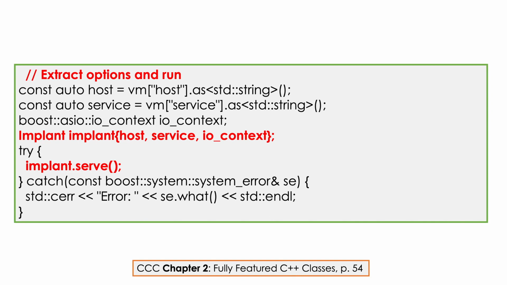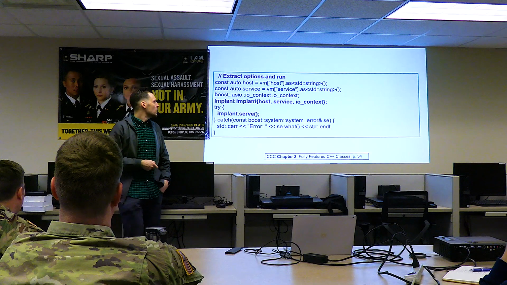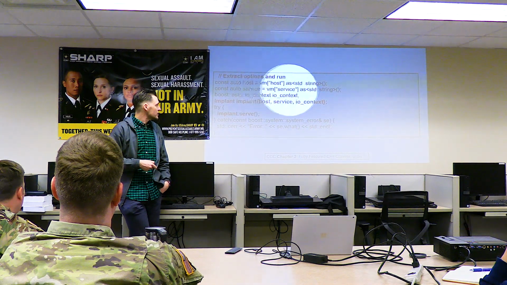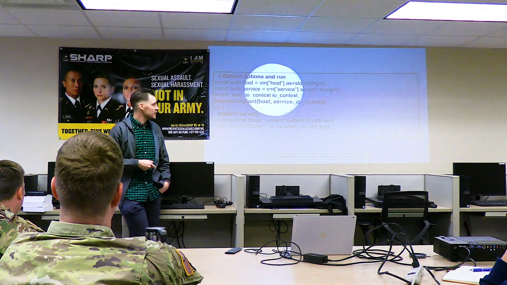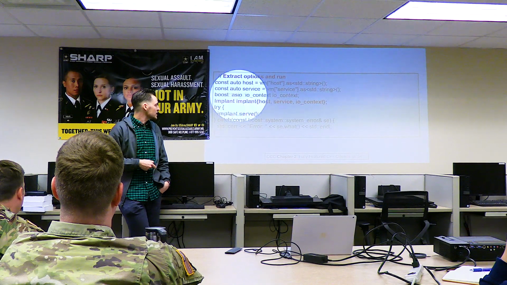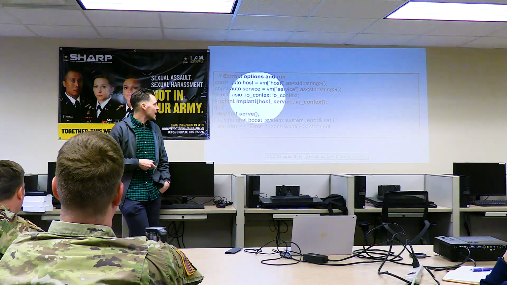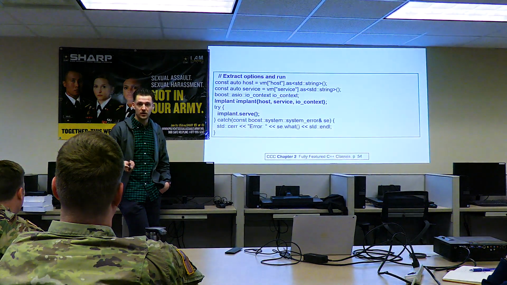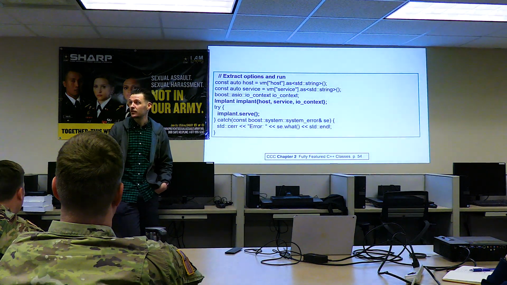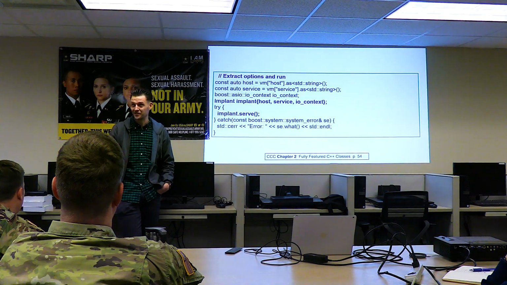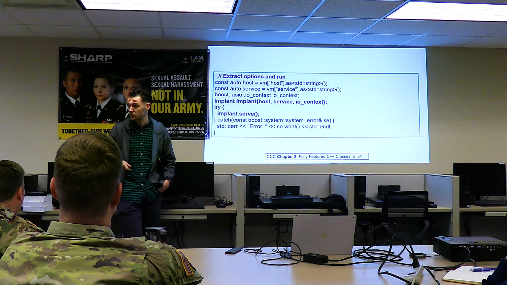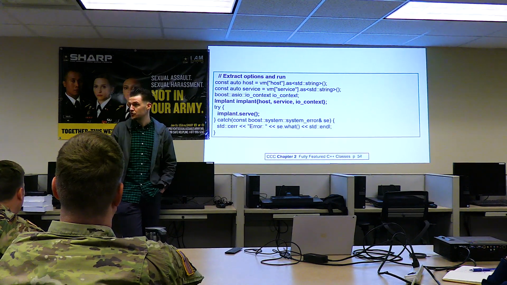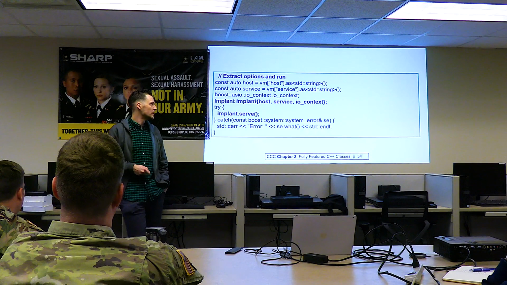So once we've parsed the options and we've checked them for sanity, now we're ready to launch our implant, right? So you've got a host variable, a service variable that we pull out of the variable map, easy peasy. There's this thing called Boost ASIO IO context. We'll talk a little bit more about that. But ASIO is a networking framework. It's actually a candidate for once C++ eventually gets a networking module in the standard library. This is one of the candidates for how they'll do that. So it's worthwhile getting to know it.